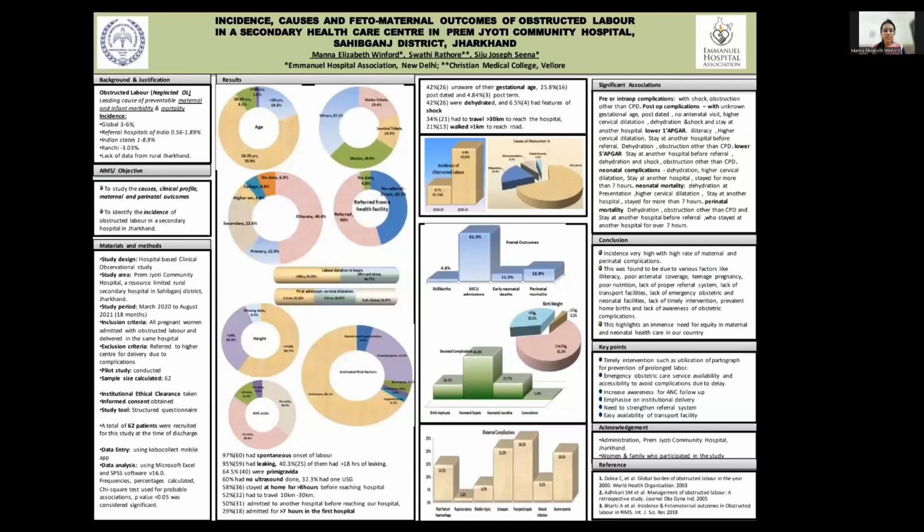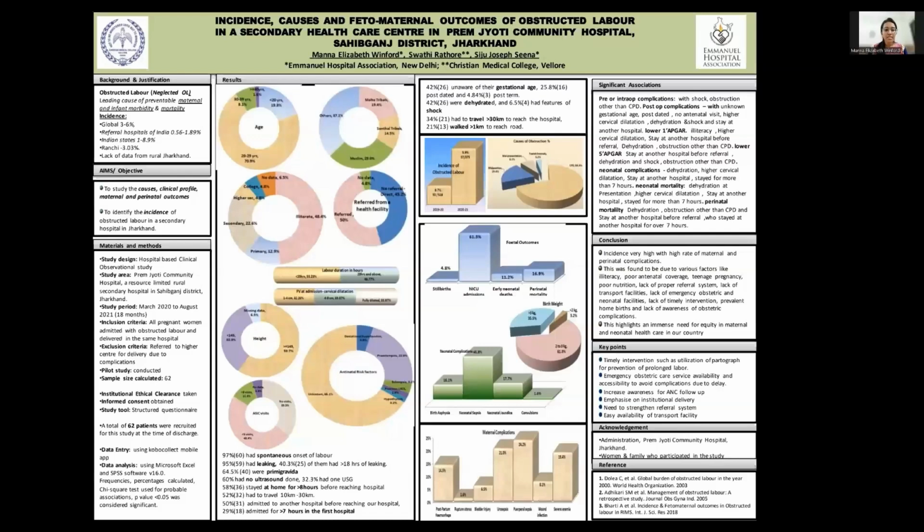This was a hospital-based clinical observational study conducted in Prem Jyoti Community Hospital, located in Sahibganj district of Jharkhand, which is known to have a high maternal mortality rate and infant mortality rate. The study was conducted over 18 months, and we included all pregnant women admitted with obstructed labor and delivered at our hospital. A pilot study was conducted and the sample size was calculated to be 62. We obtained the data using a structured questionnaire.